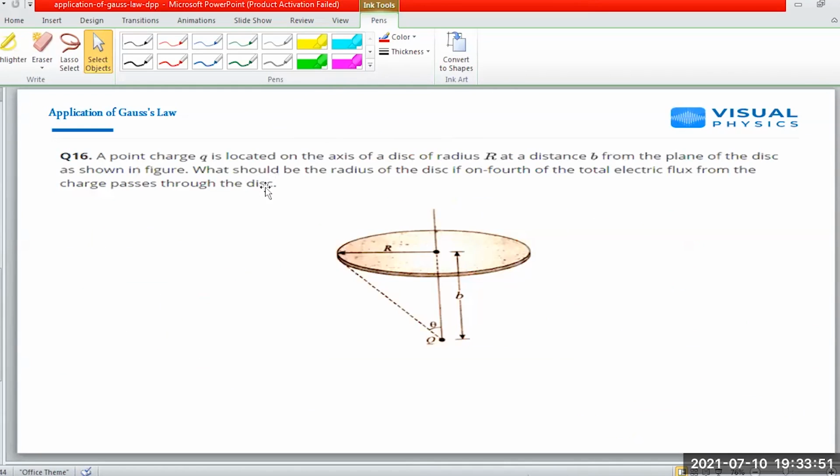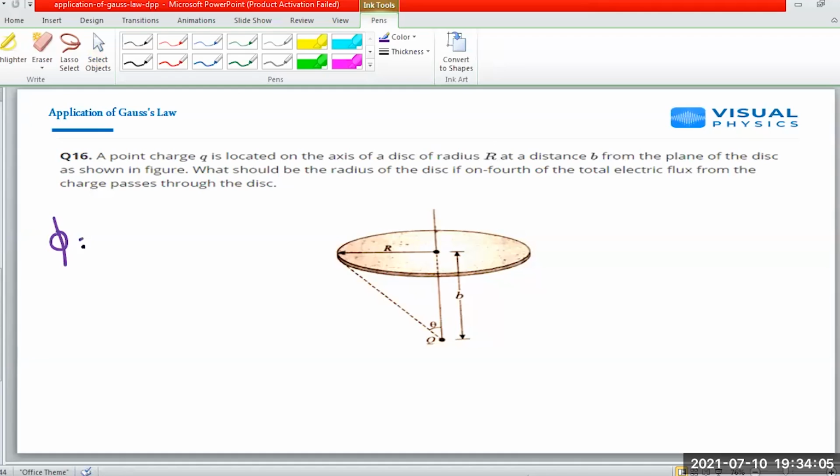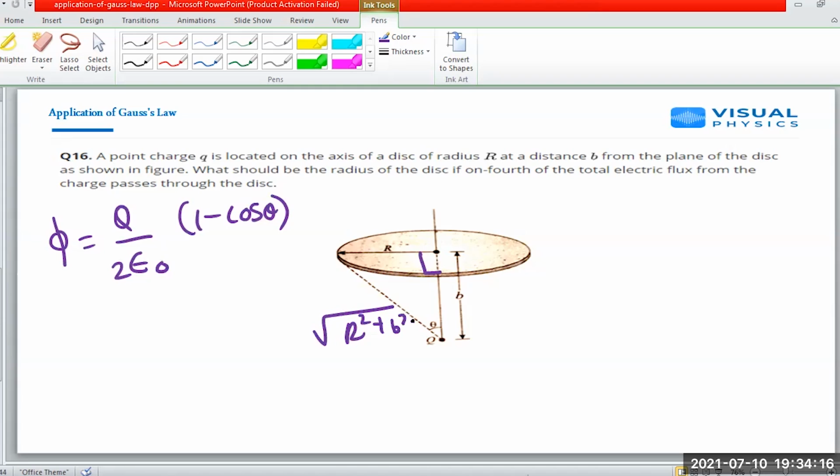Question number 16. By this time we have already discussed this so many times, so I guess you people must be familiar with what formula I'm going to use. Flux due to a disk is Q upon 2 epsilon naught times 1 minus cos theta. Now looking at this triangle, if it is B, it is R, it should be R square plus D square, but it is given already.